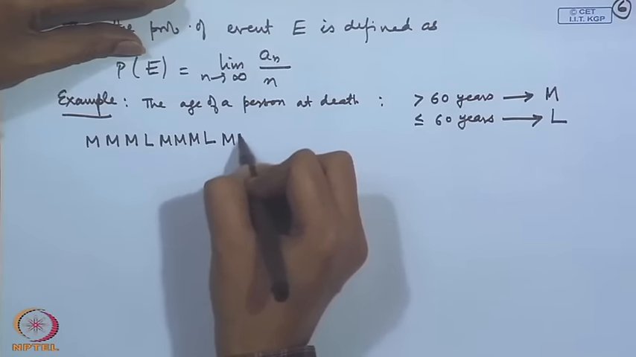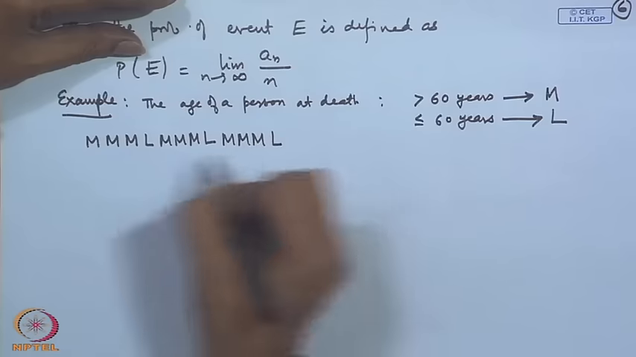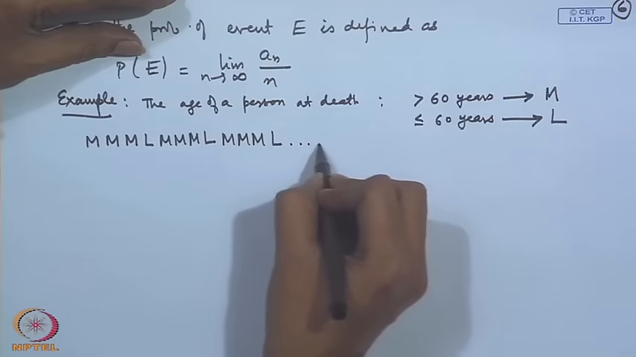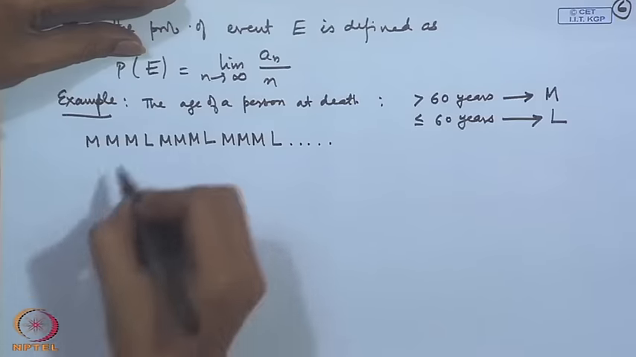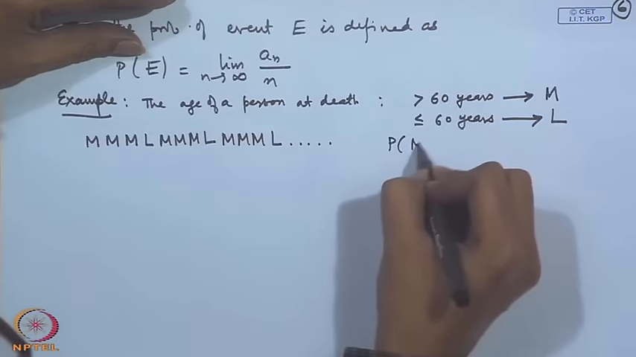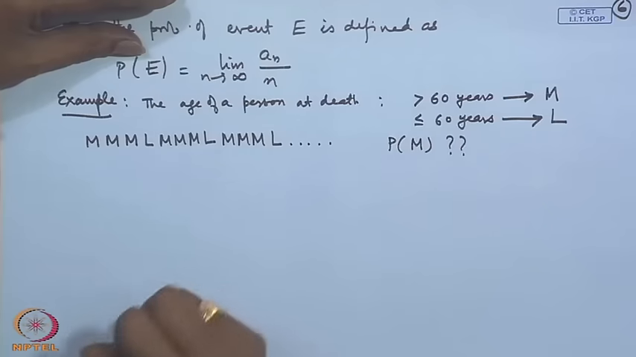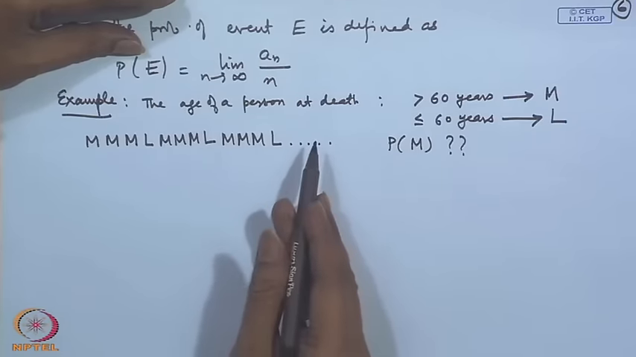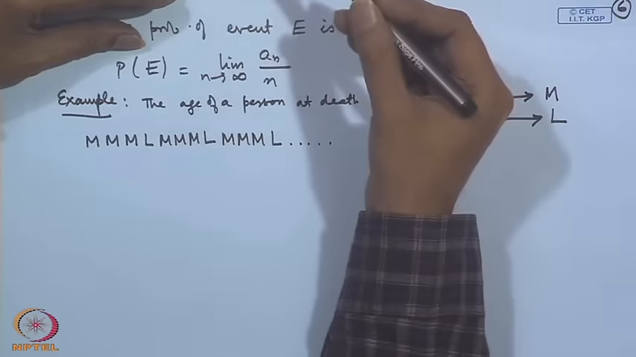And so, this artificial sequence, for example, results in 3 being more than 60, 1 less than 60, and following the sequence like this. I want to calculate the probability of M. Of course, by looking at this sequence, you should say that it is 3 by 4. Let us see whether our empirical definition yields the same or not.